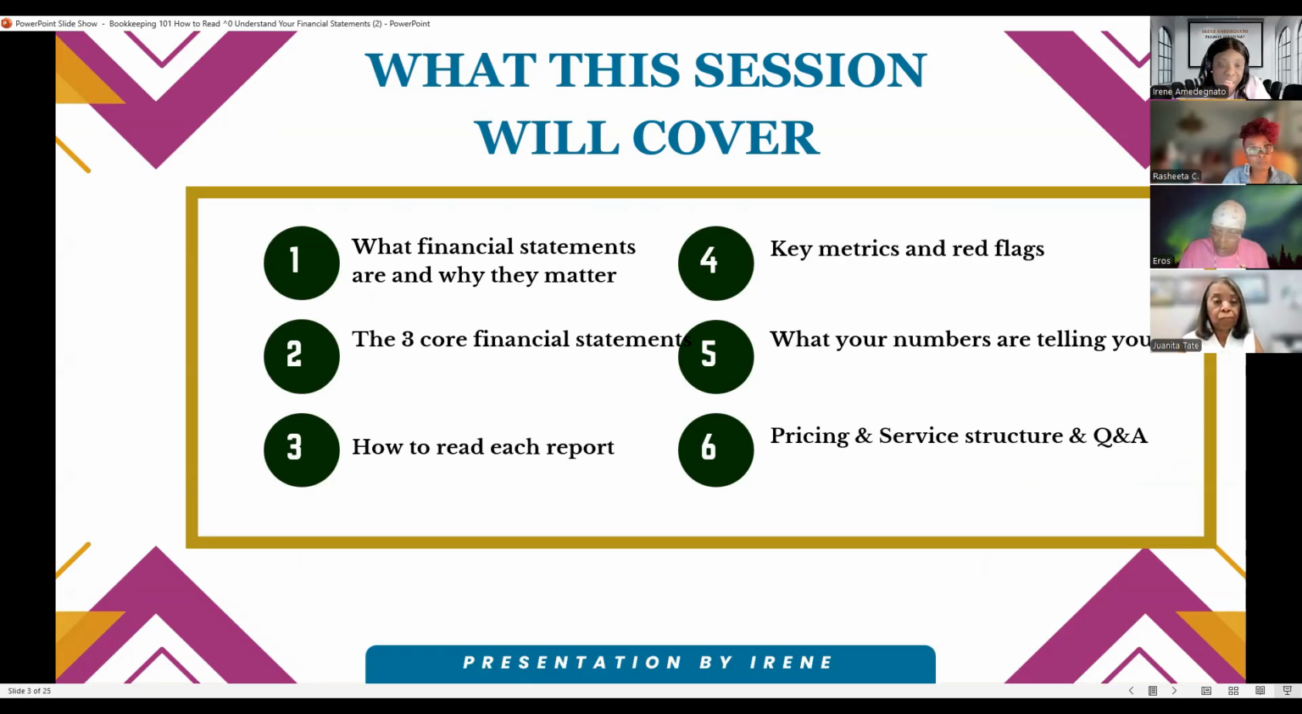In today's agenda, we are first going to talk about what financial statements are and why they matter. Then we will talk about the three core financial statements. These are not the only financial statements you can run for your business; besides them, there are several reports you can generate to understand your data. But today we are going to focus only on the three financial statements. We will also talk about the key metrics and red flags that can open your eyes, how to avoid them, and what your numbers are telling you. Then I'll be happy to share my pricing and service structure, and then we go into the Q&A.